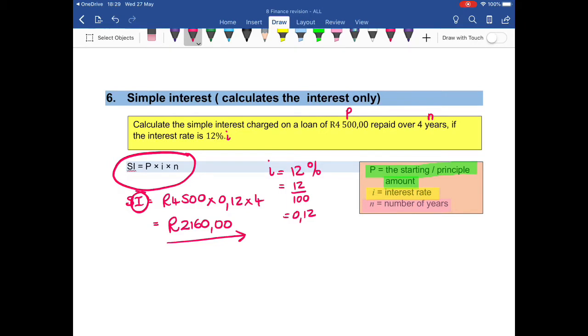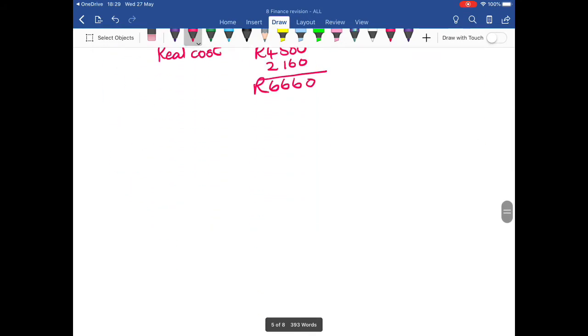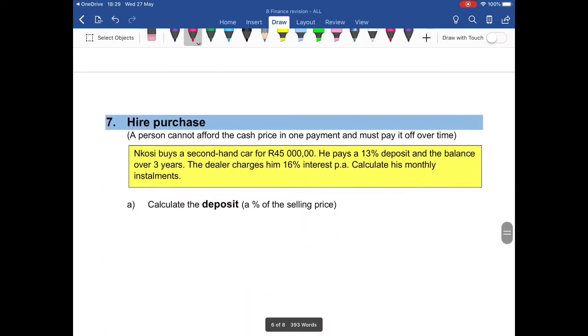So if I wanted to know how much I would have to pay on that loan, the real cost of the loan, okay, real cost is everything you've paid. So it's going to be 4,500 plus 2,160. It's nearly double, 6,660. So that would cost me 6,660. That is simple interest, which calculates interest only.